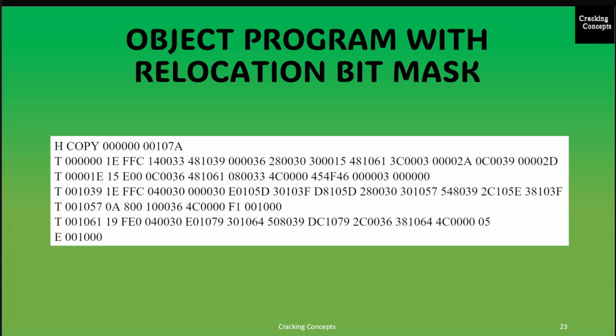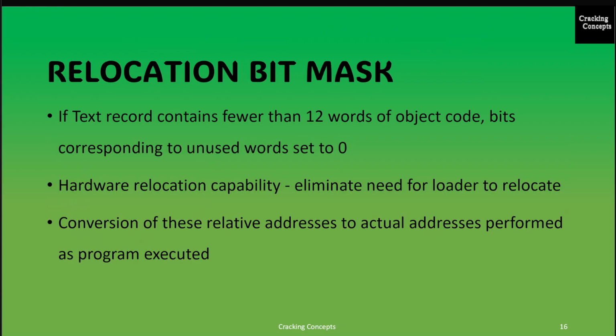Now the relocation bits here will be gathered together into a bit mask following the length indicator in each text record. Now the mask here will be represented in the form of a 3 hexadecimal digit, which is given here. If the relocation bit corresponding to a word of object code is set to 1, then the program's starting address is to be added to this word when the program is relocated. A bit value of 0 indicates that no modification is necessary.